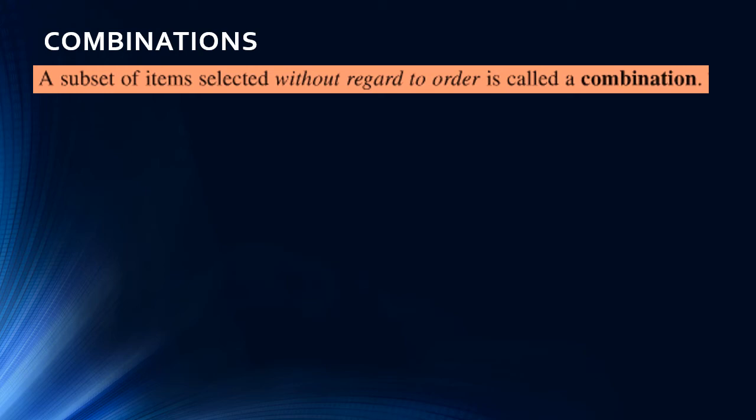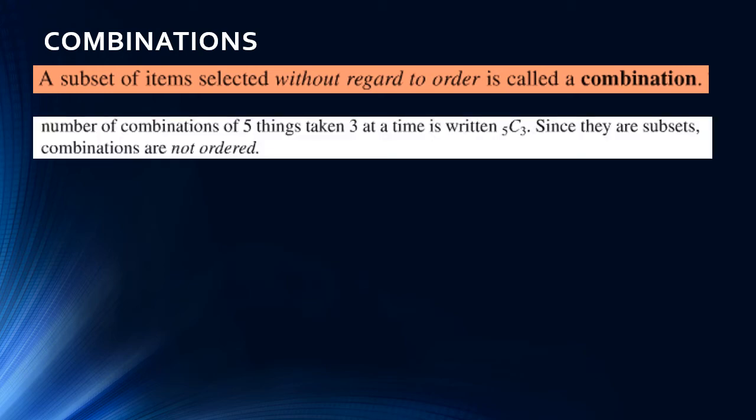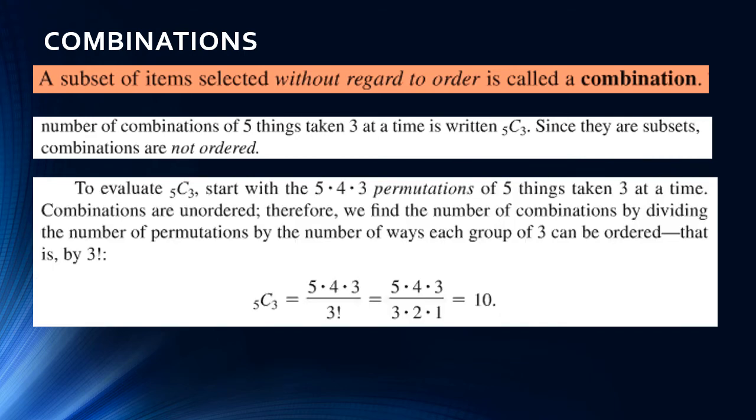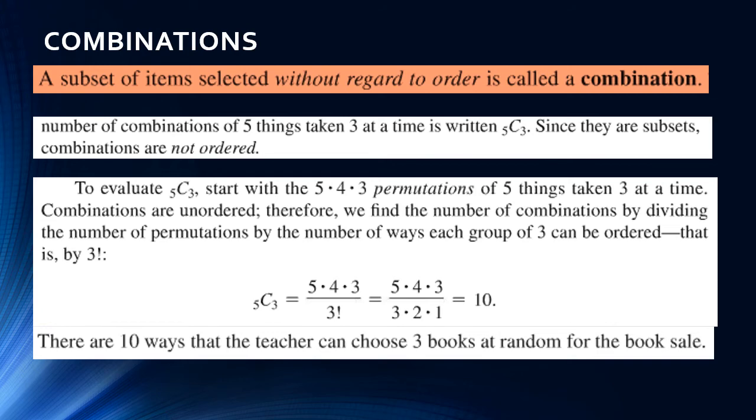A subset of items selected without regard to order is called a combination. The number of combinations of 5 things taken 3 at a time is written as 5C3. Since they are subsets, combinations are not ordered. To evaluate 5C3, start with the 5-4-3 permutations of five things taken three at a time. Combinations are unordered, therefore we find the number of combinations by dividing the number of permutations by the number of ways each group of three can be ordered, and that is 3 factorial. So we get 5 times 4 times 3 over 3 factorial. There are 10 ways that the teacher can choose 3 books at random for the book sale.